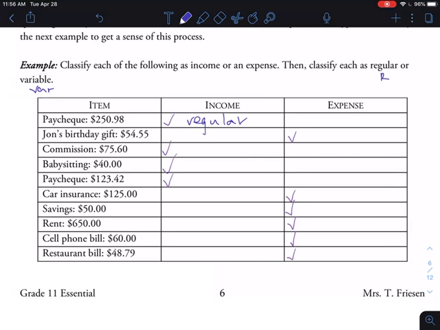All right, so now, John's birthday gift, that was an expense, and that is definitely a variable expense because John's birthday is only once a year, so it's not going to be like a regular monthly thing, okay? Commission, that is variable, definitely variable, because if you work a sales job, then you're not going to sell the same amount every month or every week or every year even, so it's going to change from time to time as you sell different amounts of stuff.